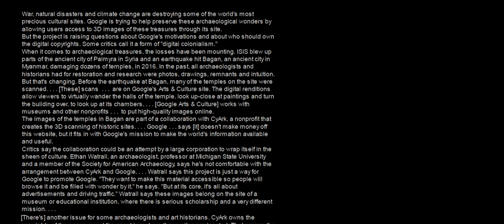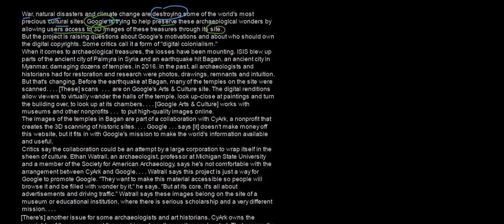We are discussing CAT 2019 Slot 2 paper, and we move to the second passage. The second passage starts off by saying war, natural disasters and climate changes are destroying some of the world's most precious cultural sites. Google is trying to help preserve these sites by allowing users access to 3D images of these treasures through its sites.